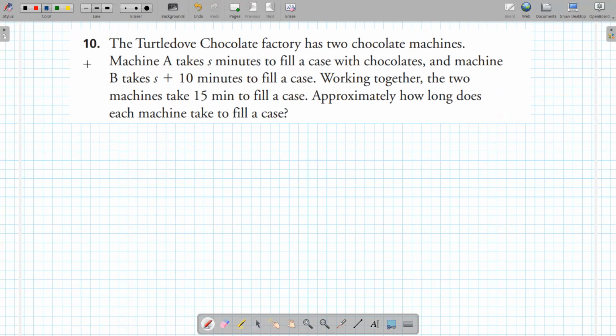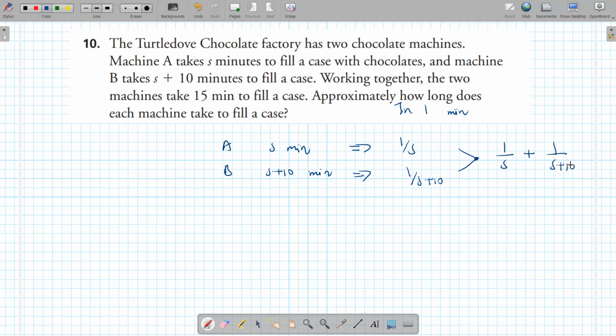All right, so machine A takes S minutes. Machine B takes S plus 10 minutes. So in 1 minute, what fraction of the task can machine A do? If it takes S minutes, 1 over S. Yeah, 1 over S. The other one will be 1 over S plus 10. Now combined in 1 minute, machine A and B together will do 1 over S plus 1 over S plus 10. Take the common denominator.